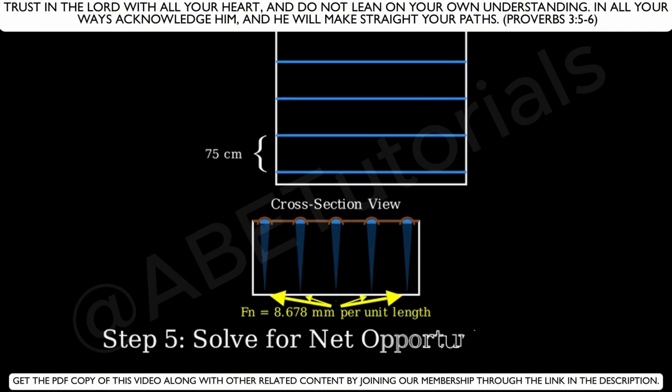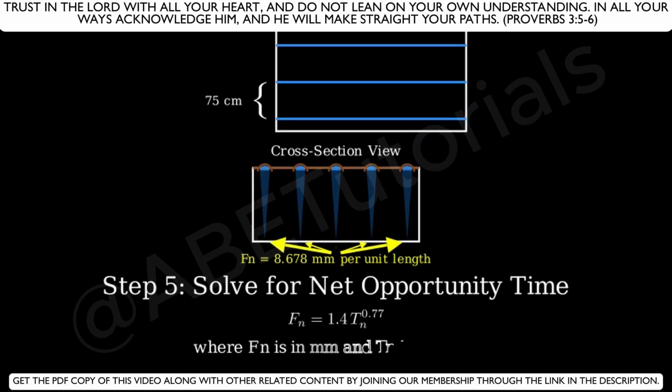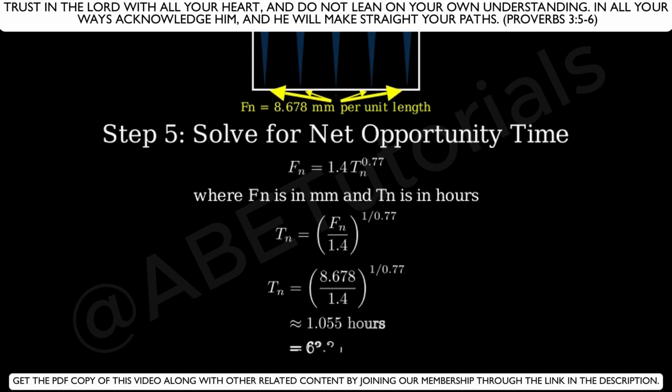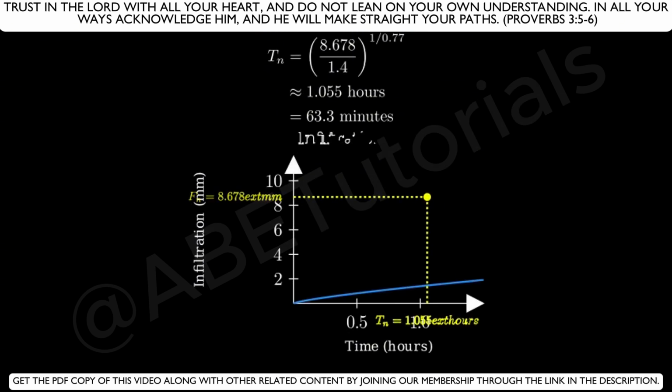The inflow time, which is what we're asked to find, is the remainder of the net opportunity time. So the inflow time equals the net opportunity time minus the advance time, or equivalently, 2/3 of the net opportunity time. That's 2/3 times 63.3 minutes, which equals 42.2 minutes. Therefore, the inflow or cutoff time should be about 42 minutes. This is how long water should flow into the furrows to ensure proper irrigation of the field.